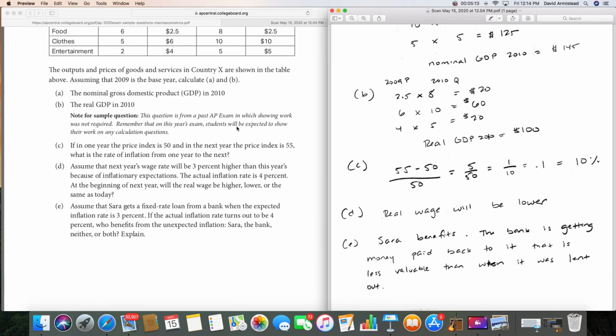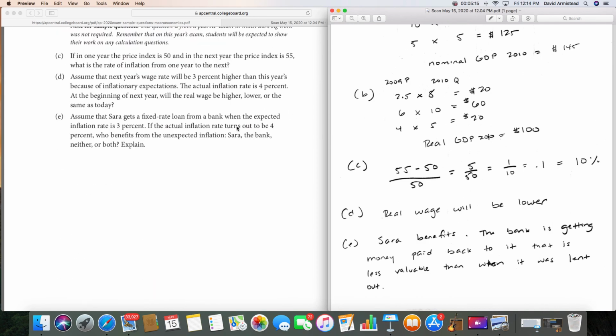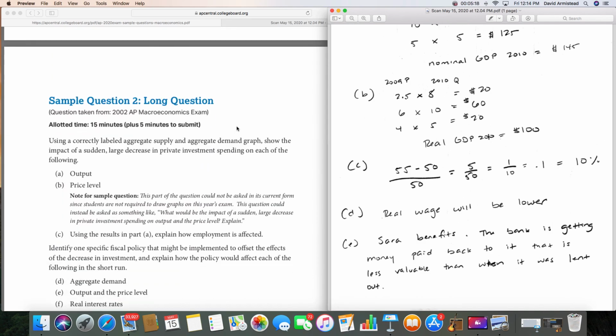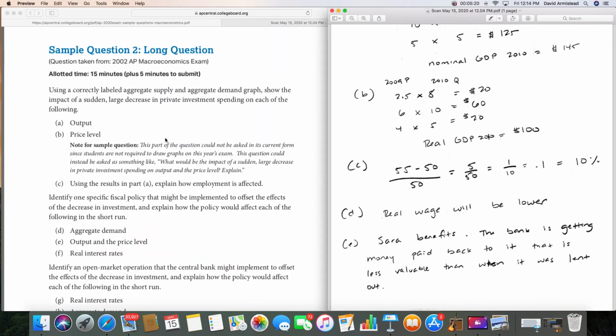So again, this year's exam, you can have these 2 short questions, and then you're going to have this longer essay. I'll get into the longer essay tomorrow.